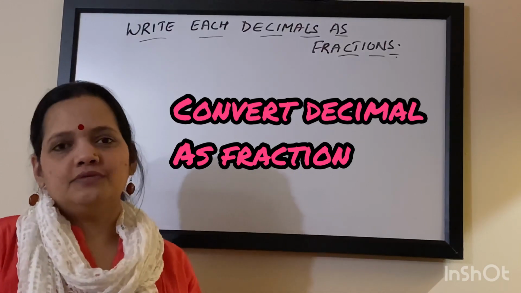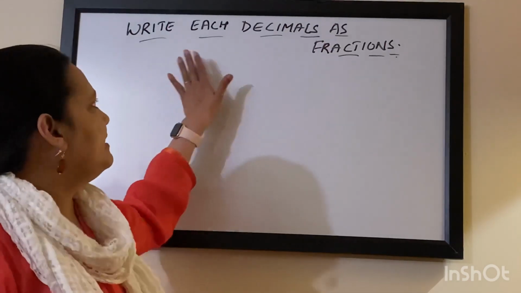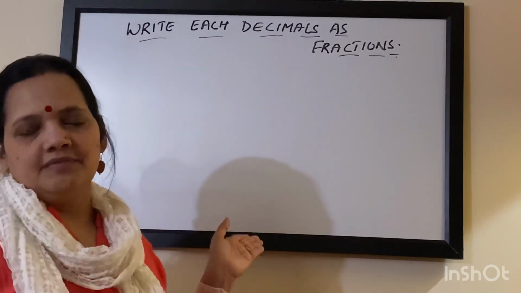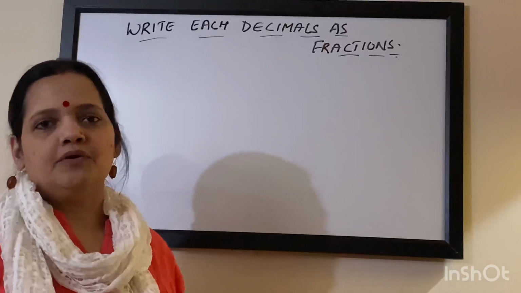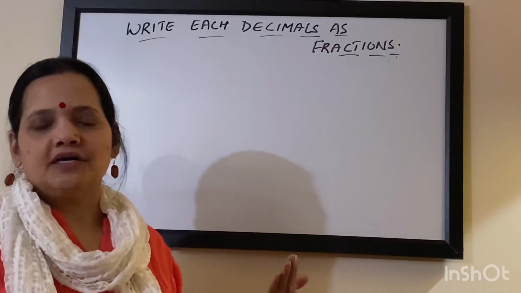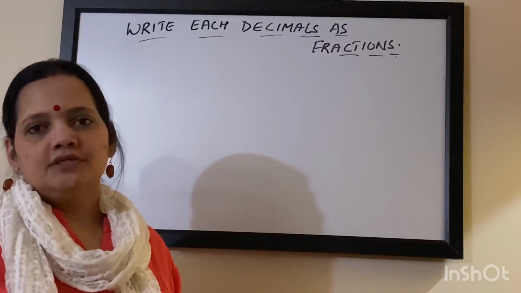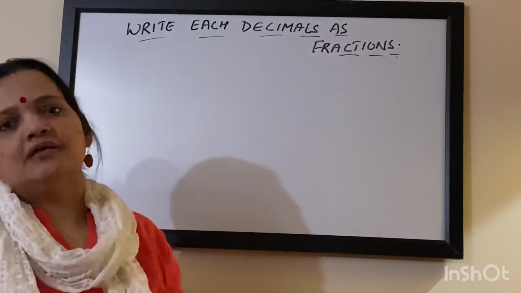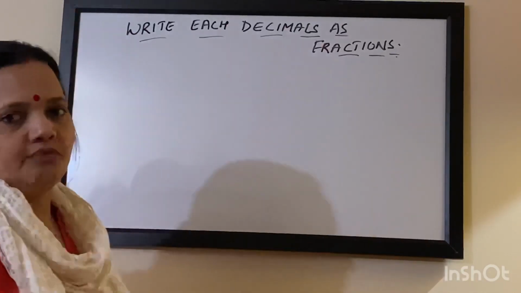Today we are going to see the topic: write each decimal as a fraction. So we have to convert the decimal numbers into fractions. Now I hope you know what fractions are. Fractions are numbers which are written in the form of a upon b, like some number upon another number. So let us see how we can do that.